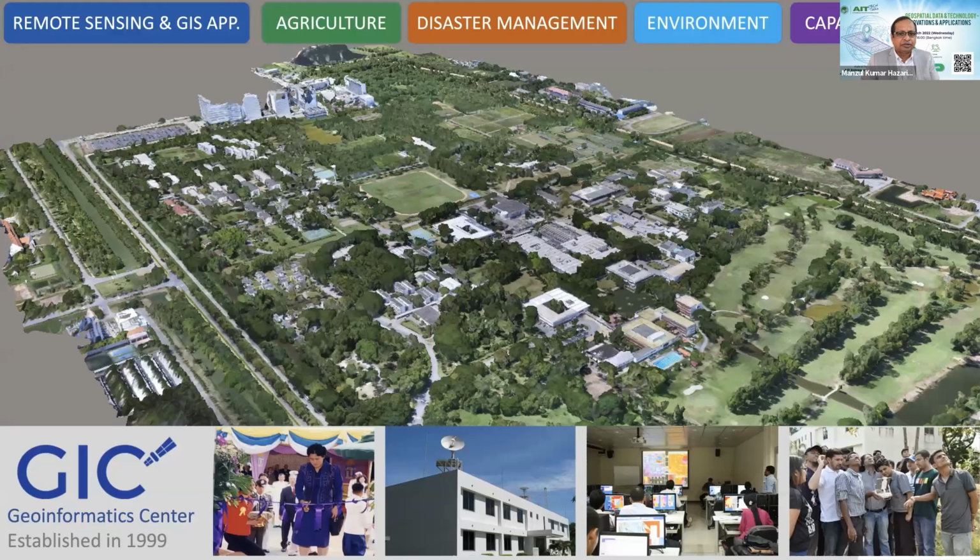So let me introduce our center. This beautiful image is of our campus, a very green campus at AIT, which many of you know. This was actually captured by our drone. We have developed a few drones in-house here, so we used one of our drones to capture this image.